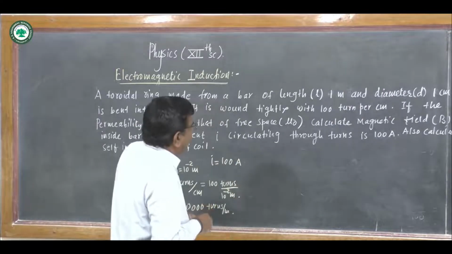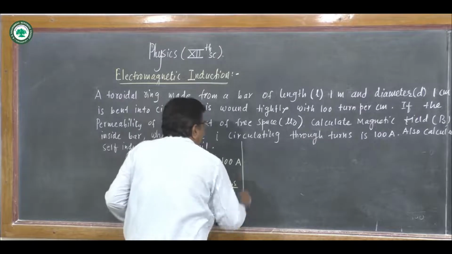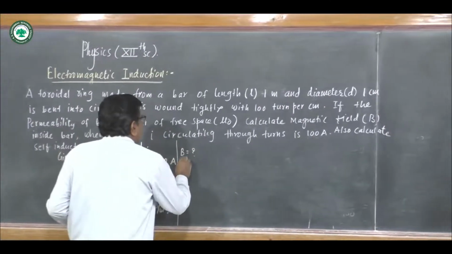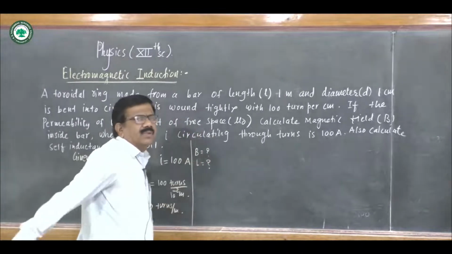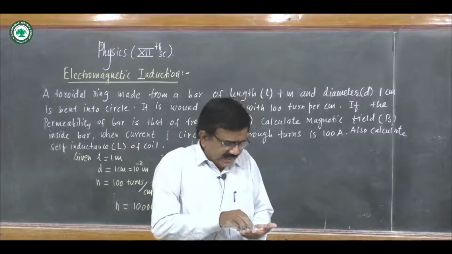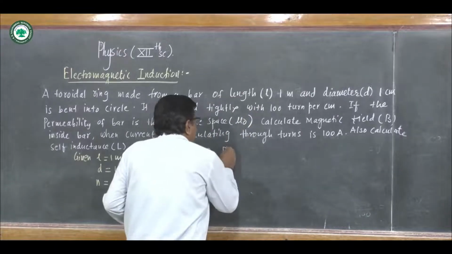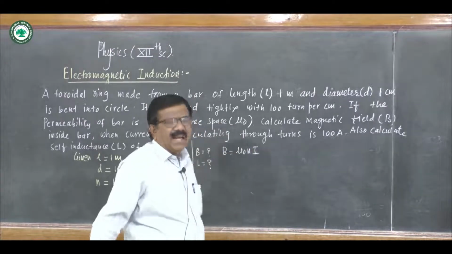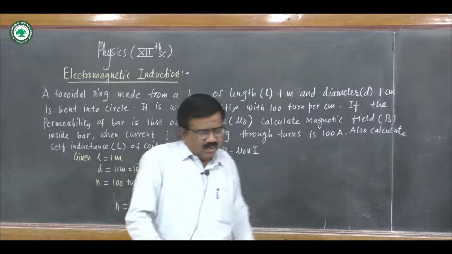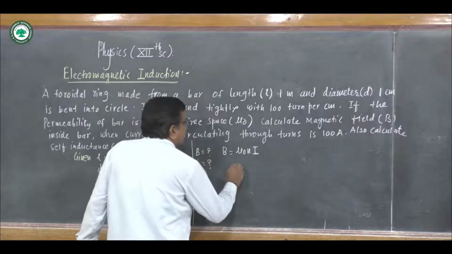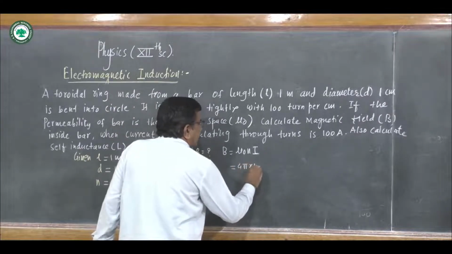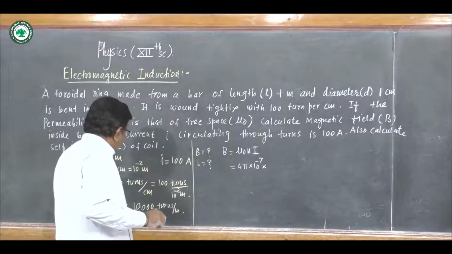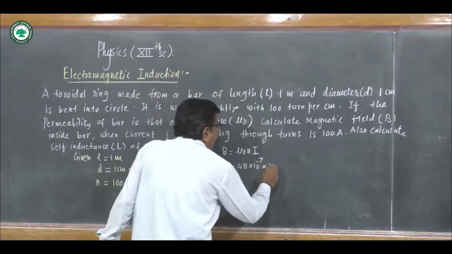Now what do we have to find? We have to find the B, and also calculate the self inductance L. We have to find the value of B and L. Now we know B is mu0 Ni. Magnetic induction B is mu0 Ni. We know the value of mu0 is 4 pi into 10 raised to minus 7. N is 10,000, that is 10 raised to 4.